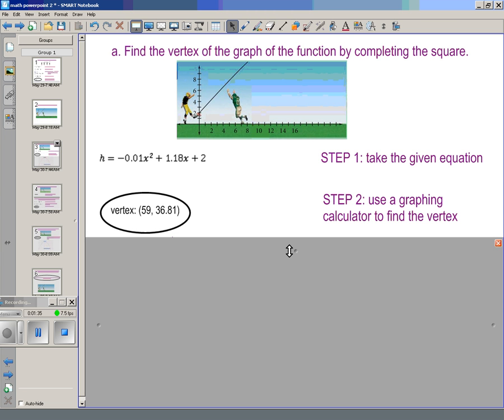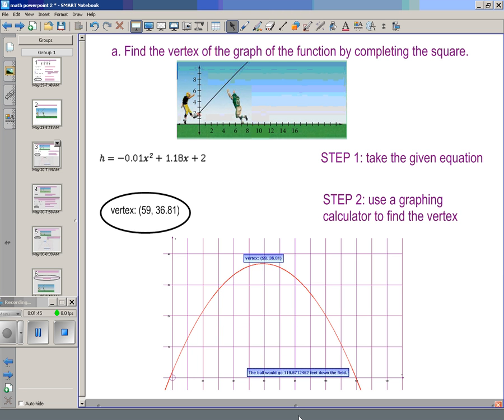The second step is using a graphing calculator to find the vertex. The vertex ends up being 59 for the x and 36.81 for y. This is what it would look like if you found it on your graphing calculator.